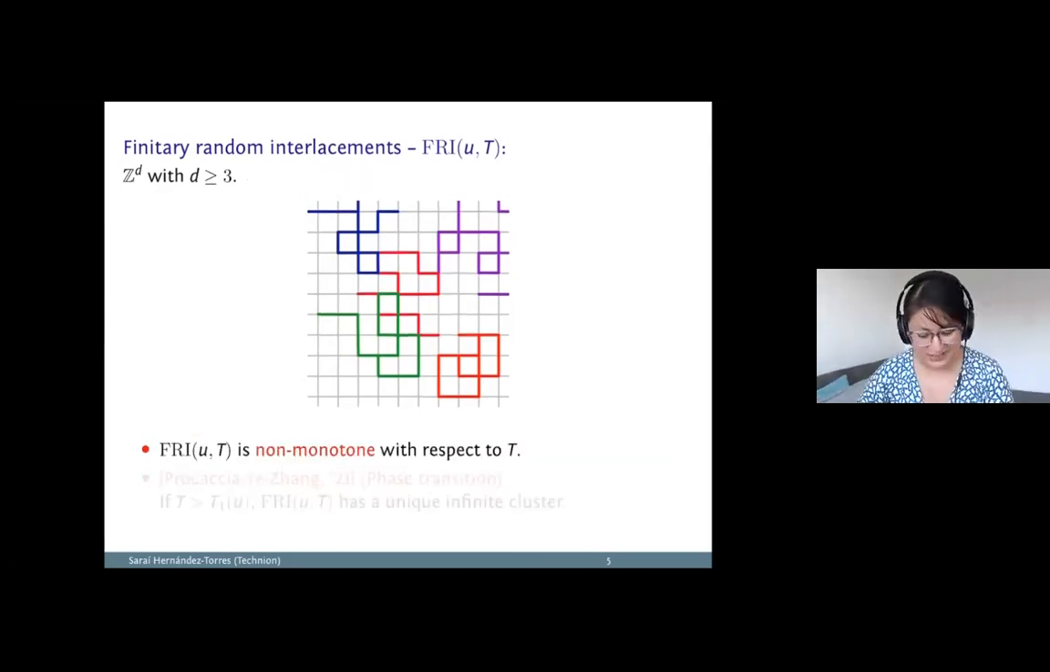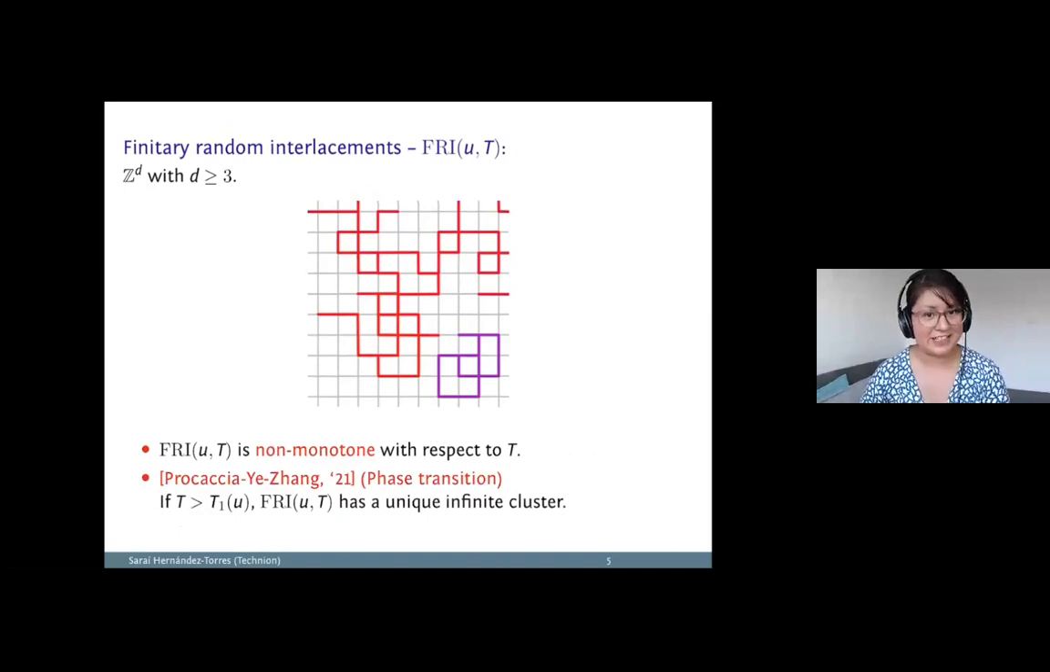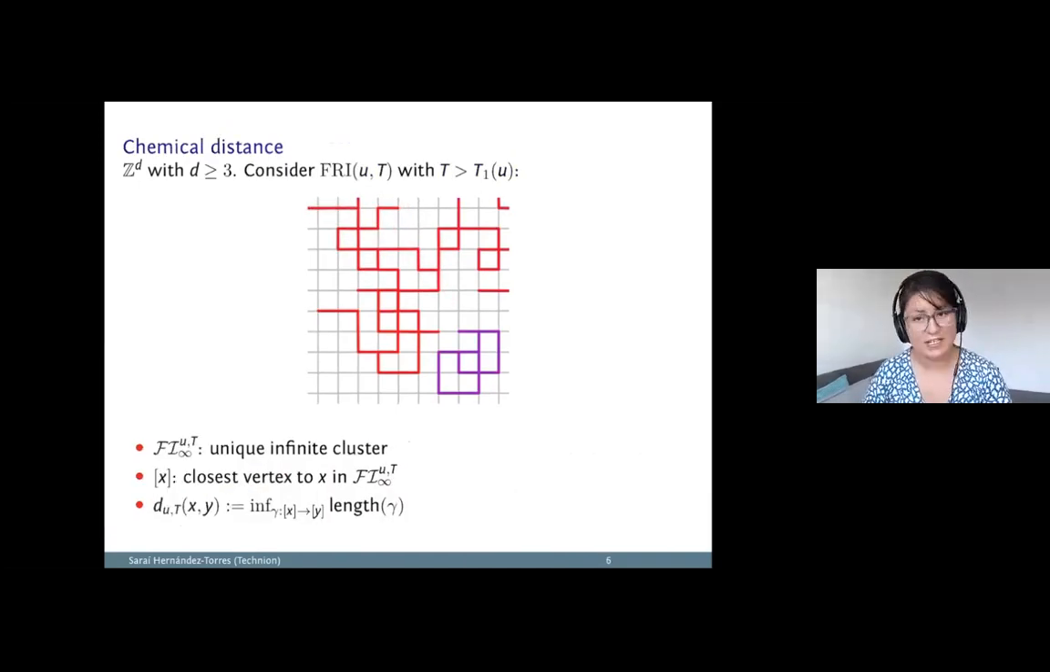But we are lucky that it is not monotone, because it means that this is interesting and we can really study it, because there is a phase transition. So there exists a unique infinite cluster. So I can really look at these asymptotic properties of the chemical distance of these infinite connected components that I mark here in red. So let me be precise about what I mean by this chemical distance.